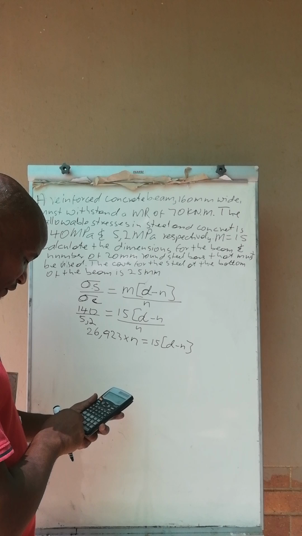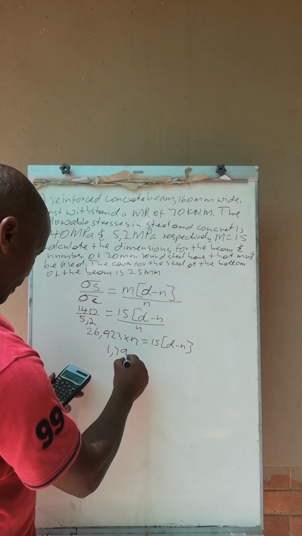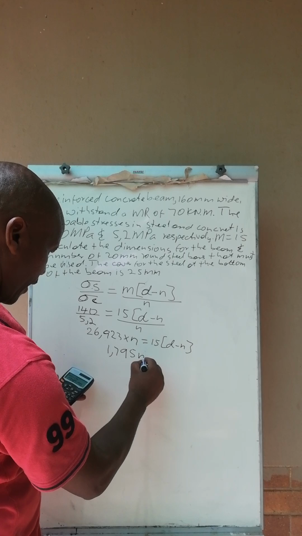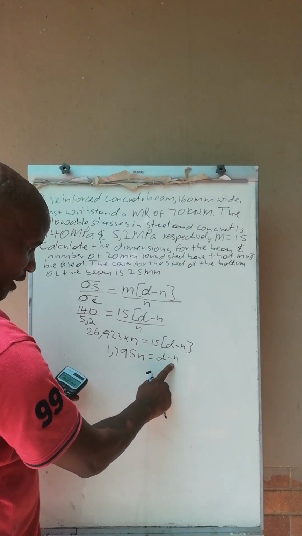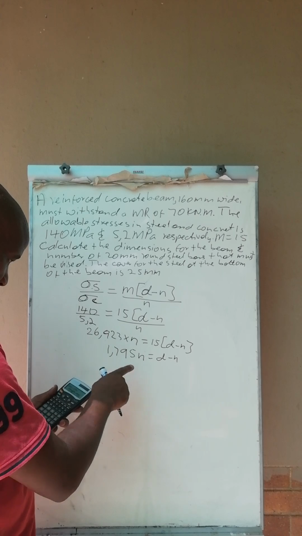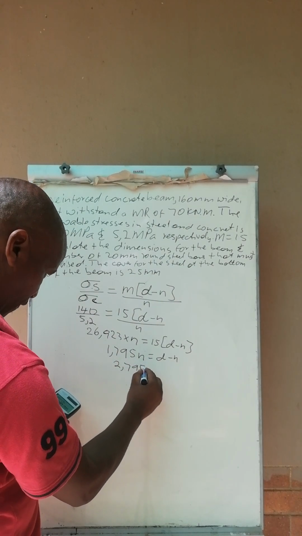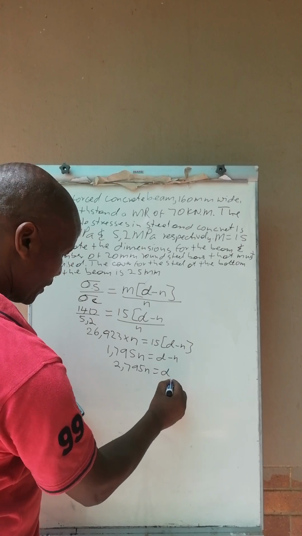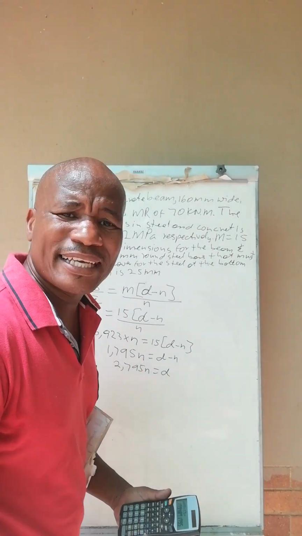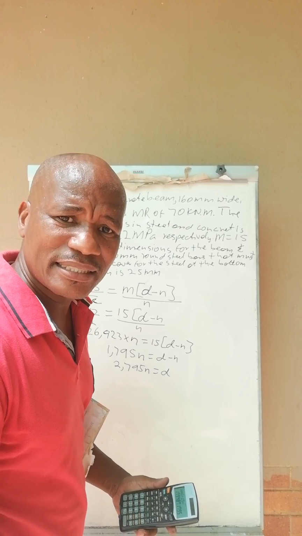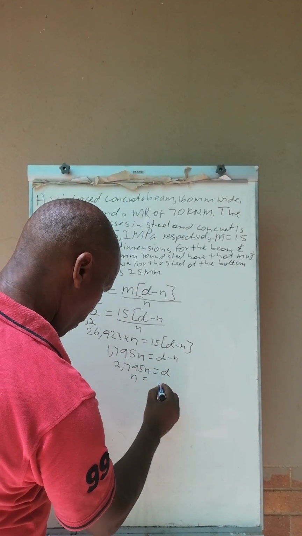26.923 divided by 15. We're going to have 1.795 N is equal to D minus N. Let's take this N to this side. We're going to have 2.795 N is equal to D. Let's divide by this. We will have to calculate N in terms of D.